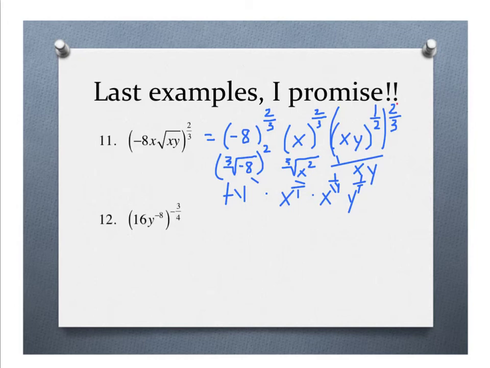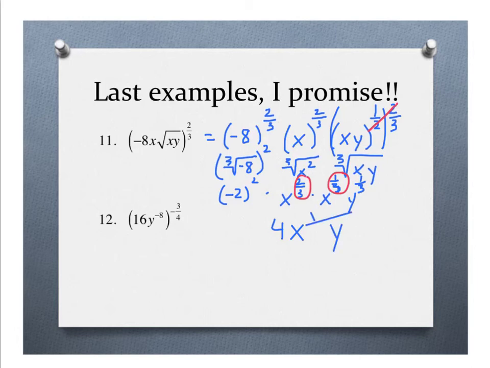Okay, so negative 2 to the 2nd power is 4. X to the 2/3 times x to the 1/3, if I add those exponents, I get a 1. So that's x to the 1st. The y to the 1/3 power would be the cube root of y. And that's going to be our final answer for that problem.